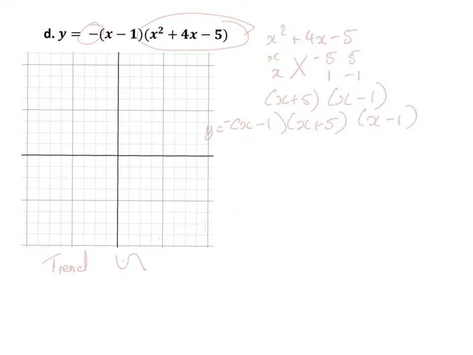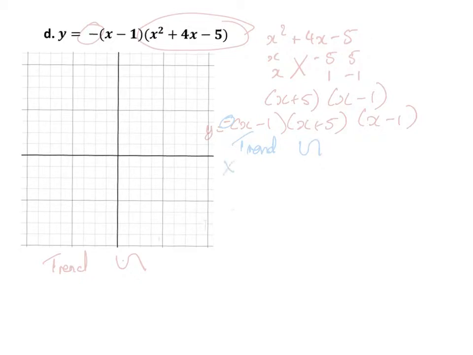So again, let's think about how we might sketch it. So we'll talk about the trend to start off with. And because of that negative sign there, it means that the graph is going to be upside down again, so up like that. What else do we know?